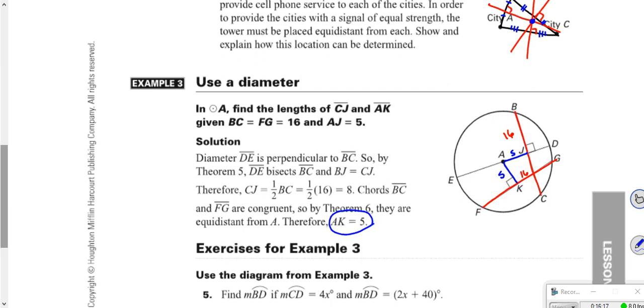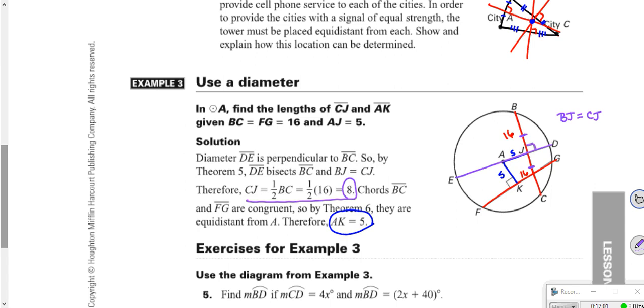And CJ, since DE is obviously a diameter, DE is cutting through a chord. Remember, it's going to cut through it perpendicularly, but it also means that those two pieces, BJ, must equal CJ, because DE is a diameter. So if it cuts it perpendicularly, it's going to also bisect it. So that means that CJ has to be 1/2 of BC, which is what they did up here, which is 8.